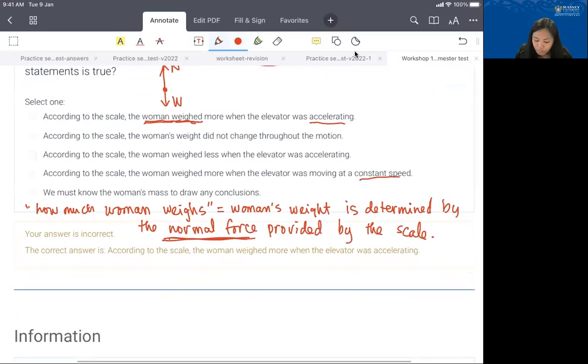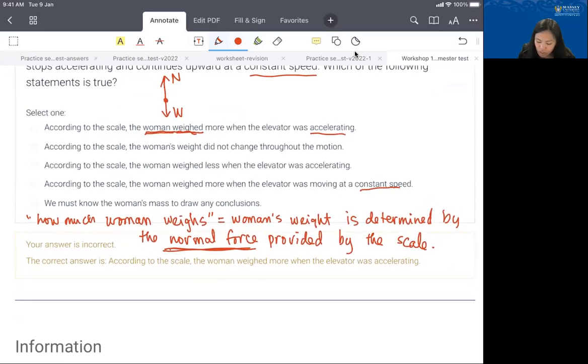So the net force will then be equal to the normal force minus the weight force. We take upwards to be positive and downwards to be negative, right? So your weight force is negative, and the normal force is positive. So this is the net force.